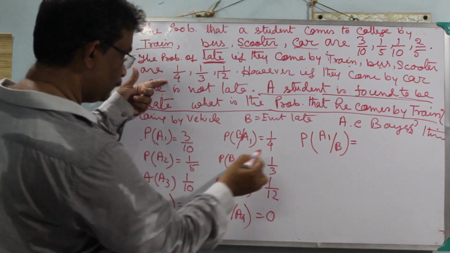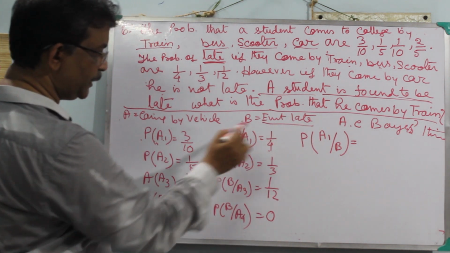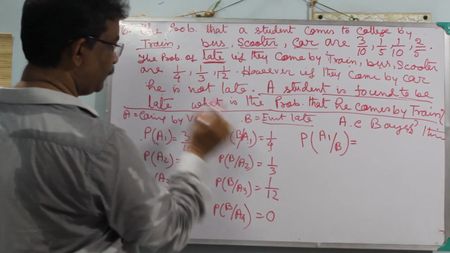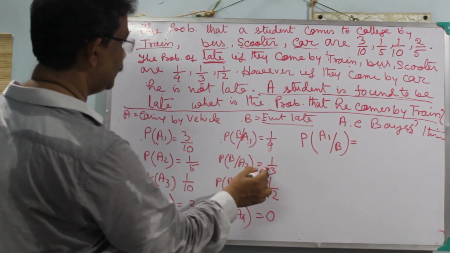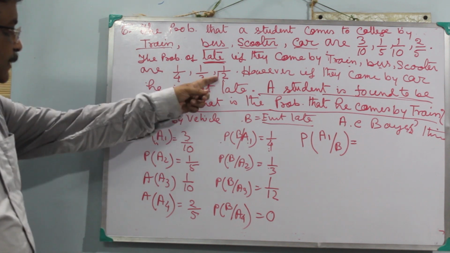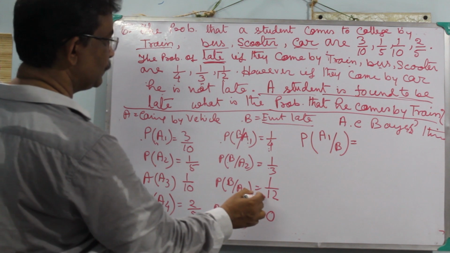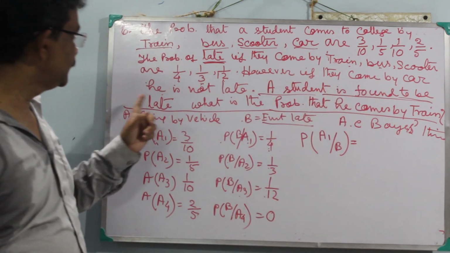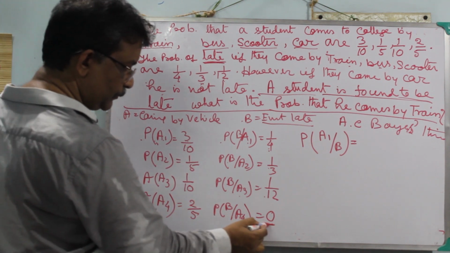So what is the probability of late if they come by train? 1 by 4, that means the probability of event B, late. What is the probability of late when it comes by train? It is given 1 by 4, and for bus, late is 1 by 3, and the probability of late when he comes by scooter, probability B by A3, is 1 by 12. However, if he comes by car, he is not late. The probability of late when he comes by car is 0 because he is not late.